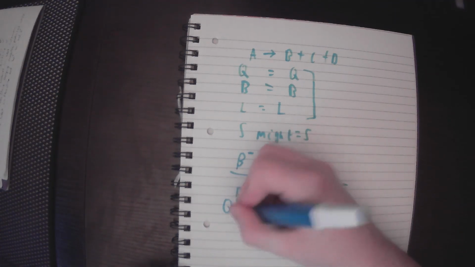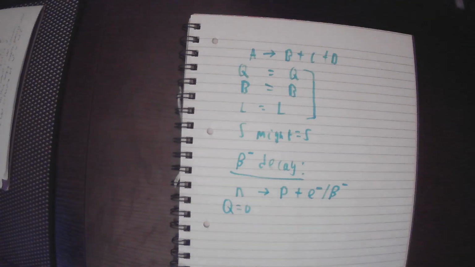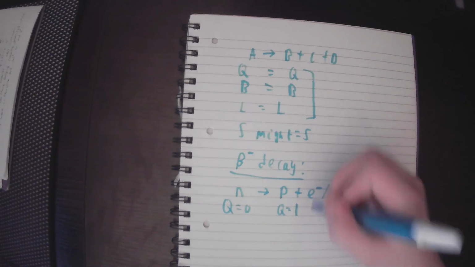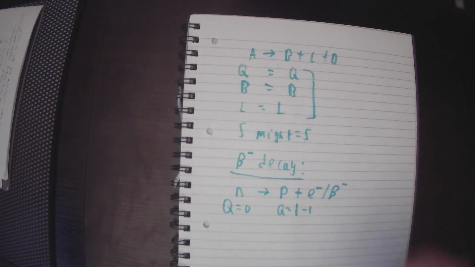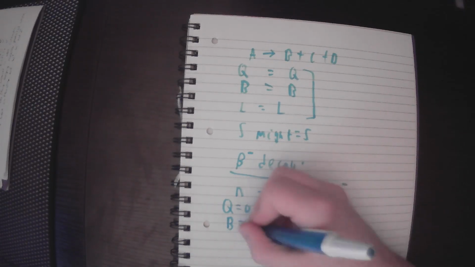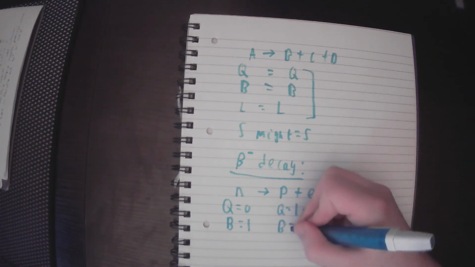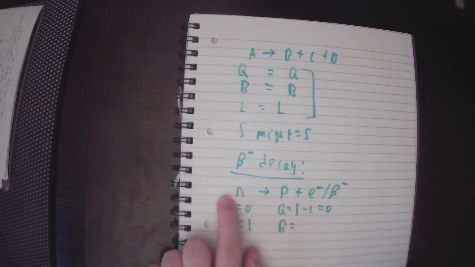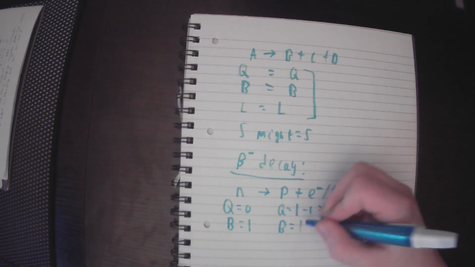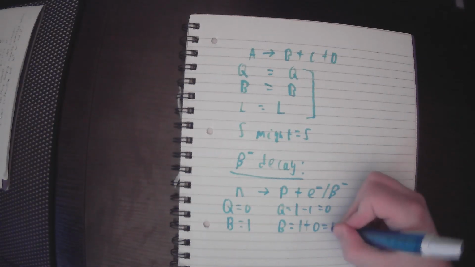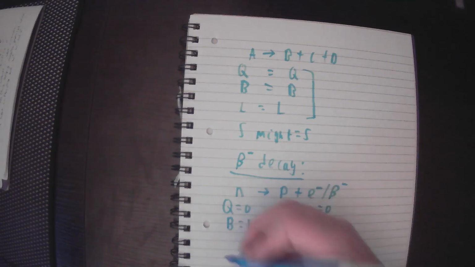Well, let's have a quick look at it. Q on this side is equal to 0, and the Q on this side is equal to 1 minus 1, so 1 from the proton minus 1 from the electron equals 0. So our charge is conserved. Our baryon number on the left-hand side is 1, since neutrons are baryons, and our baryon number on the right-hand side is 1 from the proton plus 0 from the electron, because that's a lepton, not a baryon, which equals 1. So our baryon number is conserved as well.